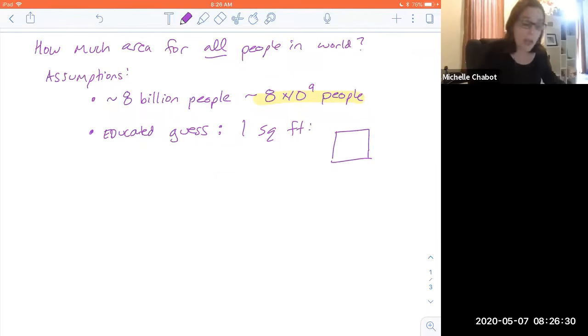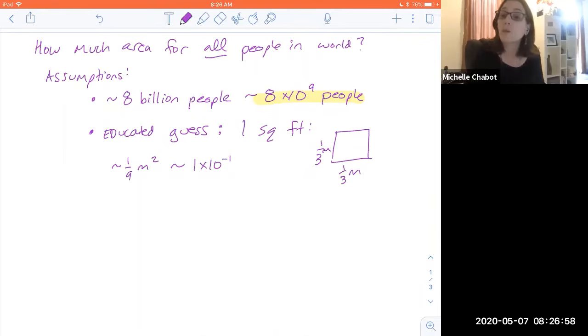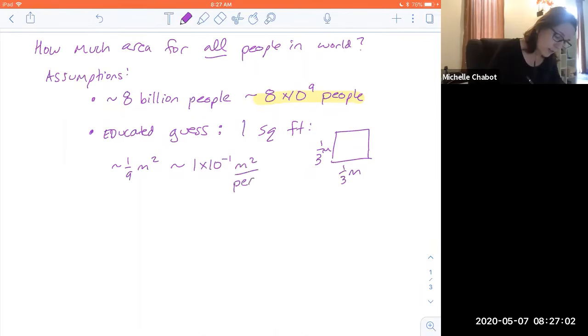Well, I know a foot is about 1/3 of a meter. So I would have 1/3 of a meter over here and 1/3 of a meter over there on my square. So 1 square foot is actually going to be around 1/9 meter squared, right? Because 1/3 times 1/3 is 1/9 meter squared. And I'm dealing with orders of magnitude. So what that means is this is 1/10. So that's approximately 1 times 10 to the minus 1, right? So that's a way of writing 1/10, 0.1 meters squared per person.